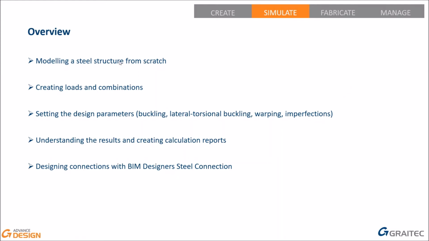Then we will look at how to create loads and combinations, and also how to set the design parameters like buckling, lateral torsional buckling, how to activate warping and imperfections, and some of the other design parameters. Then we will look at how to understand the results, using the post-processing tools and creating calculation reports. And then we will design a couple of steel connections using our BIM Designers module.